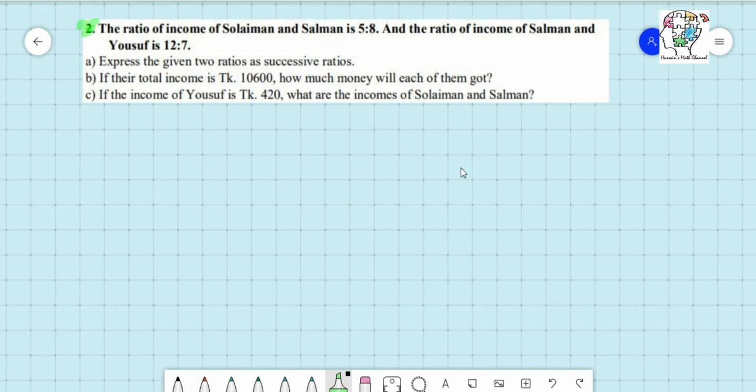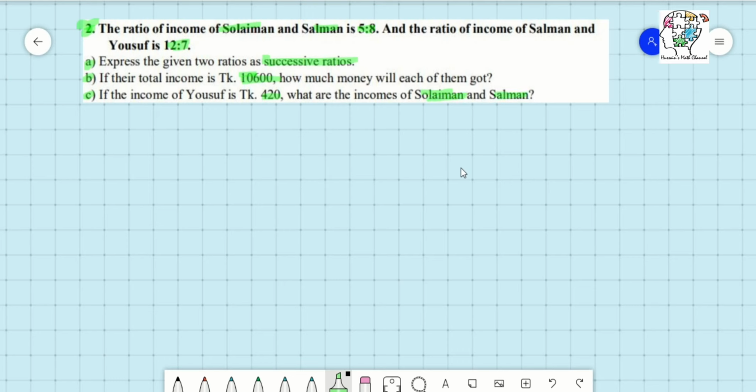Question number 2. The ratio of income of Sulaiman and Salman is 5:3, and the ratio of income of Salman and Yusuf is 12:7. Question number A asks, express the given two ratios as successive ratio. We already know how to find successive ratio from two ratios. If you don't understand it, you can see my previous videos of previous classes. Question B asks, if their total income is 10,600, how much money will each of them get? And question number C asks, if the income of Yusuf is 420, what are the incomes of Sulaiman and Salman?